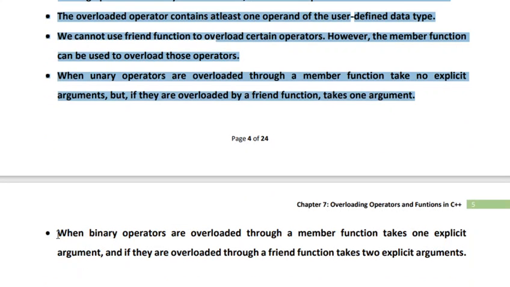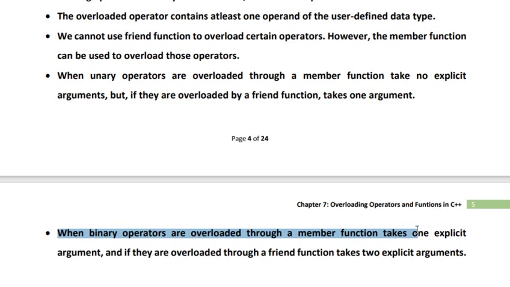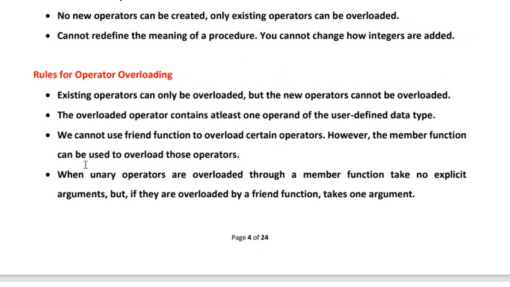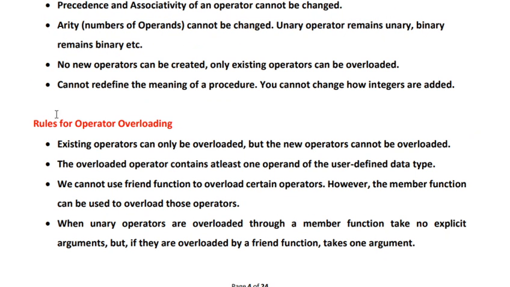When a binary operator is overloaded through a member function, it takes one explicit argument, and if it's overloaded through a friend function, it takes two explicit arguments. So, rules for operator overloading: existing operators can be overloaded, no new operators can be overloaded, and the overloaded operator contains at least one operand of the user-defined data type.